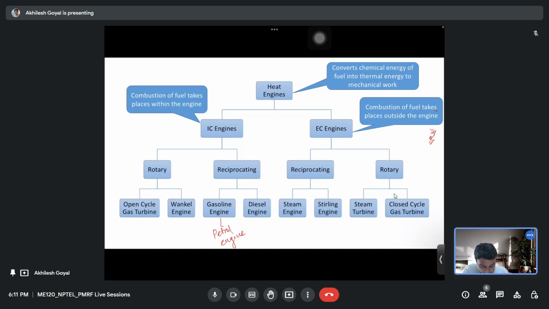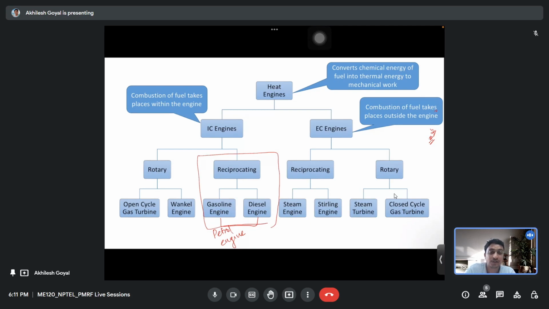So we will be mostly talking about these reciprocating engines in this and the next couple of chapters. And in the case of external combustion engine, in the case of reciprocating engine, there are steam engine and Stirling engine, and for rotary, steam turbine we talked about in the last few chapters. And the closed cycle gas turbine is also a type of rotary external combustion engine.